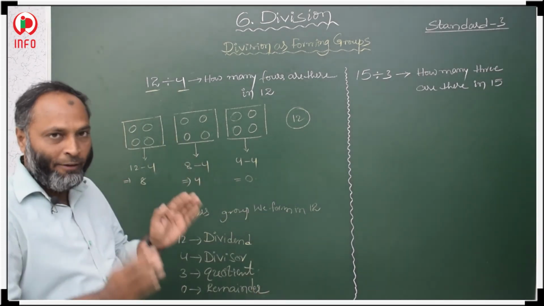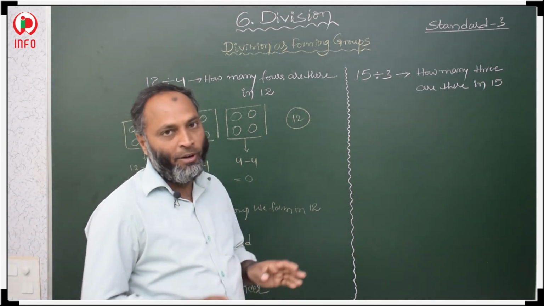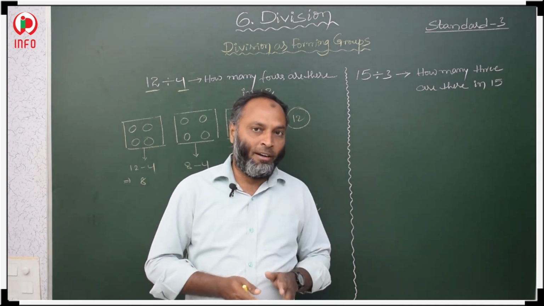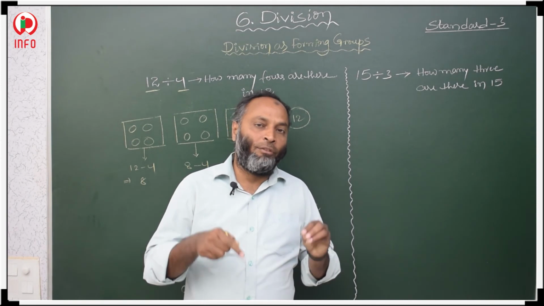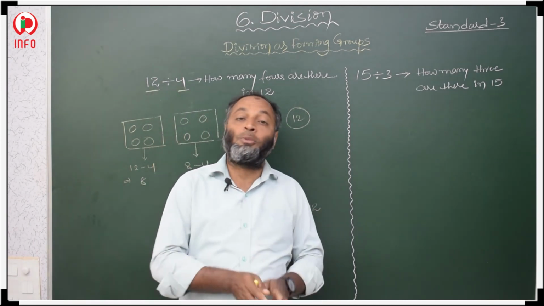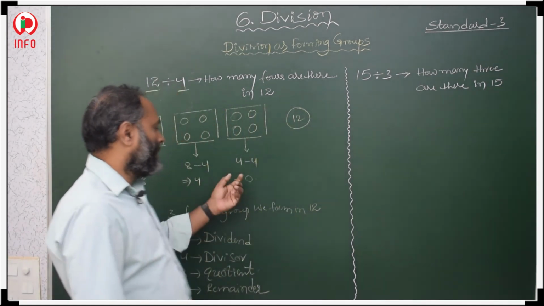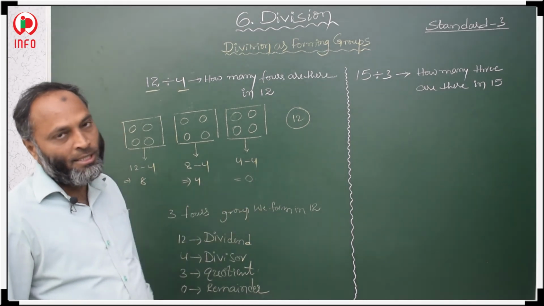So like this, dividend, divisor, quotient and remainder. Dividend means total. Total how many are given? That is the dividend. Divisor means how many are there in each group. Then how many groups are we forming? That is the quotient. Then after that, how many are left in the last? That is the remainder.